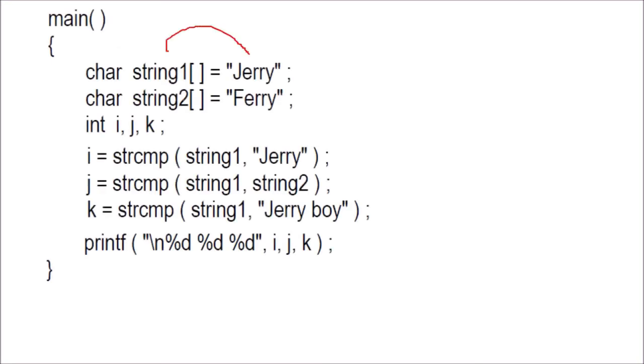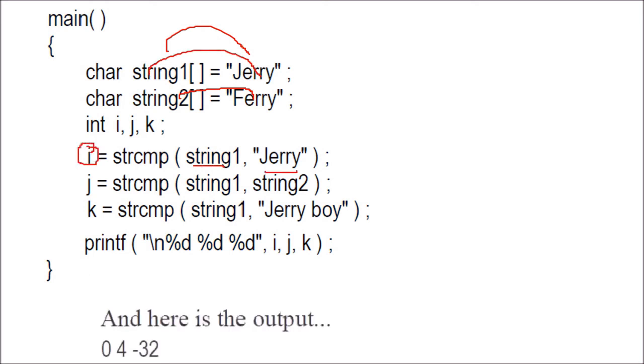We have string Jerry, we have the second string as Ferry. When you compare string 1 with Jerry, because string 1 is actually Jerry, you will get this as 0. You see here. You will get 0.